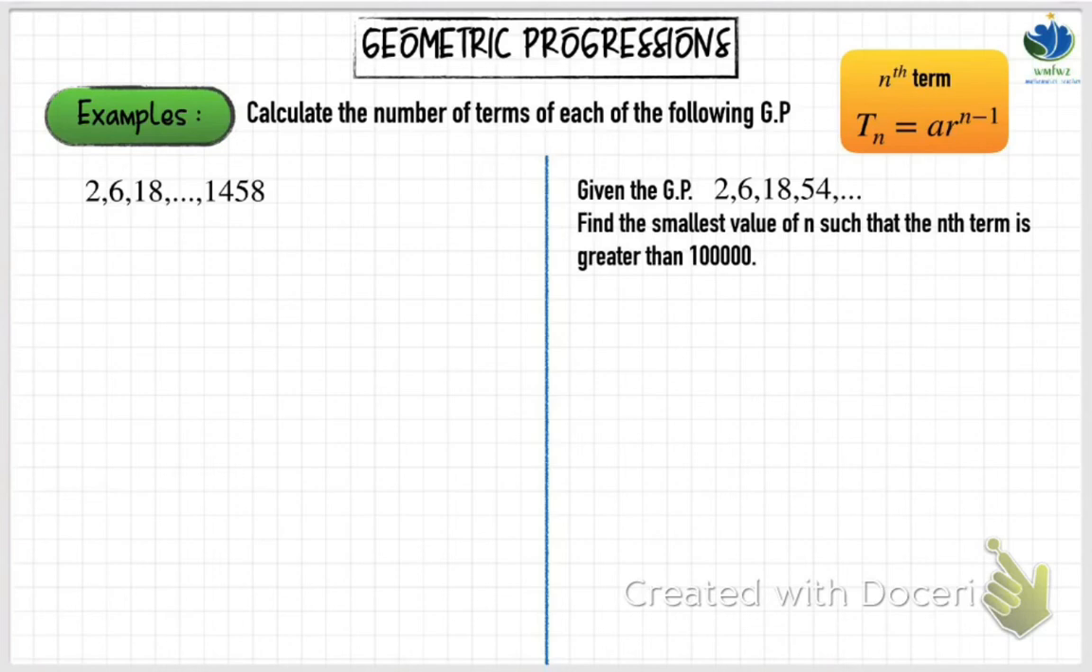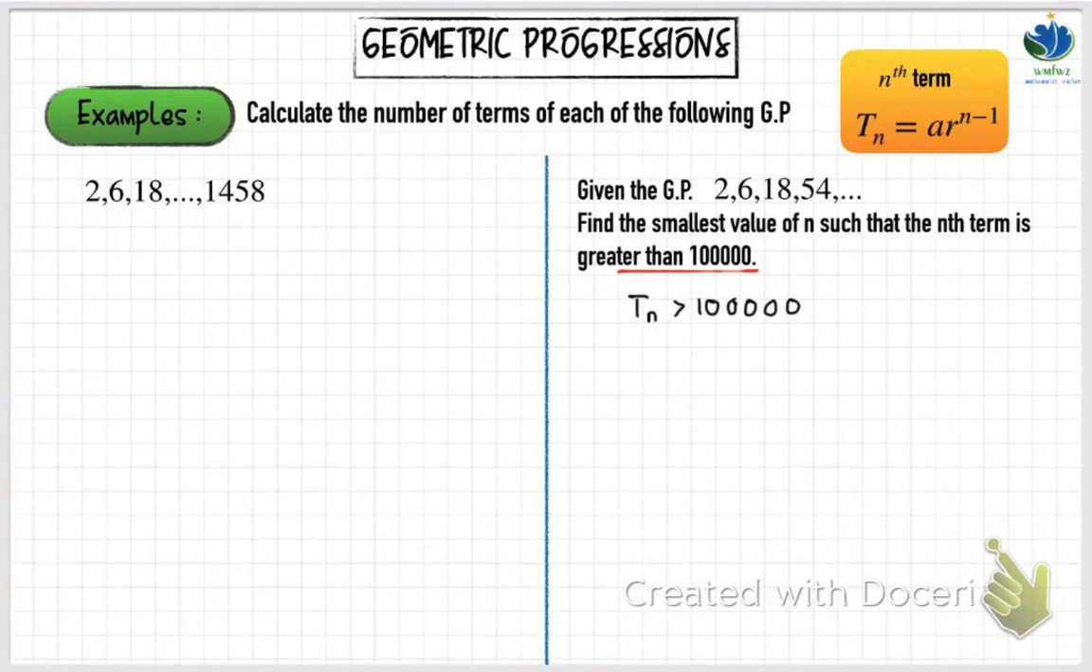Okay, now given the geometric progression 2, 6, 18, 54 and so on, find the smallest value of n such that the n term is greater than 100,000. Do you understand the question? Dia kata cari sebutan yang keberapa yang mana nilai dia nanti adalah lebih besar daripada 100,000. So means that this one you write as TN, term yang keberapa yang mana dia greater than 100,000. Nampak? Okay, yang pertama tulis dulu macam tu.